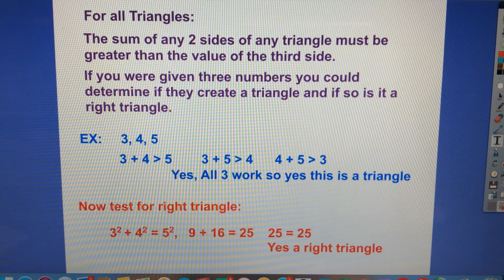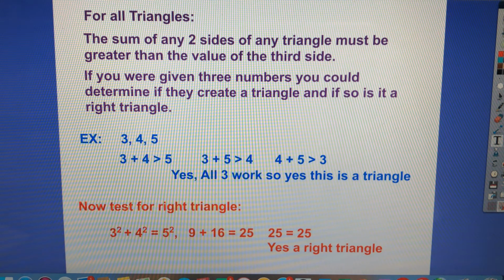For all triangles, this is a nice little formula. For all triangles, the sum of any two sides of any triangle must be greater than the value of the third side. So if you are given three numbers, you can determine whether or not they will create a triangle. And if so, then you can do the Pythagorean theorem and tell me whether or not it's a right triangle.